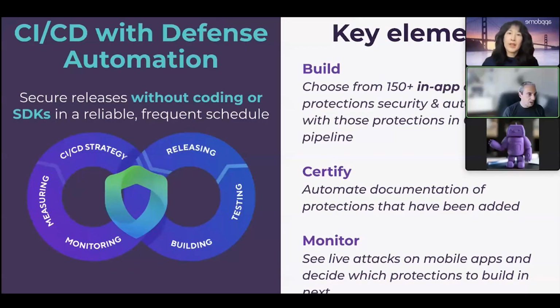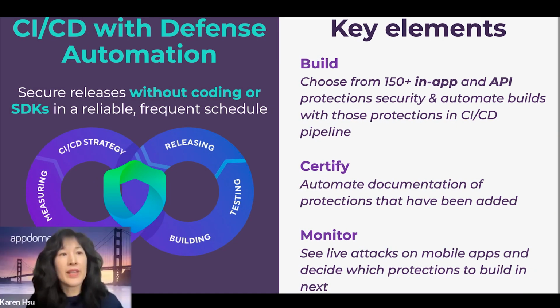Over to you, Karen. And so layering in to that CI/CD is defense automation with Appdome. And that means we're able to secure releases without coding or having developers use SDKs in that reliable, frequent schedule that Jen just talked about. And to do that, there are 3 steps.